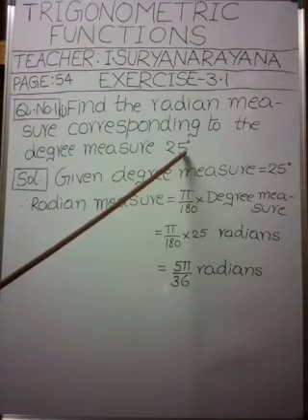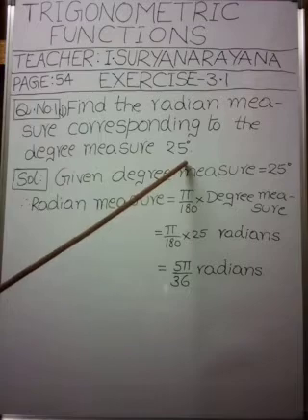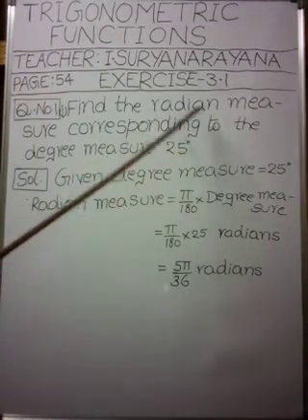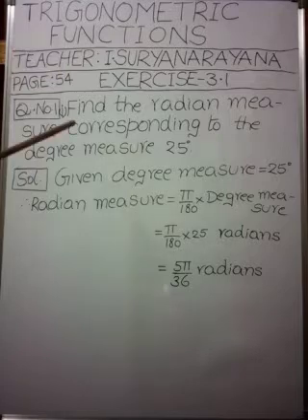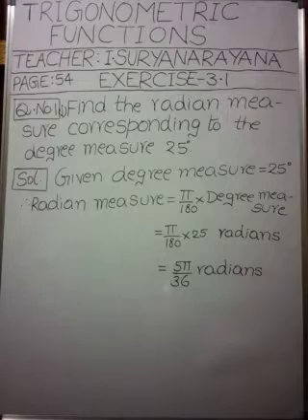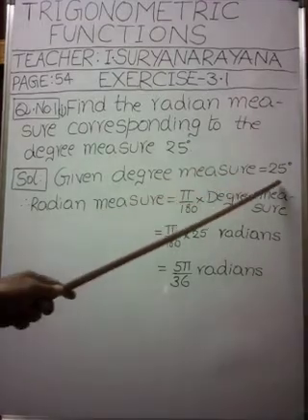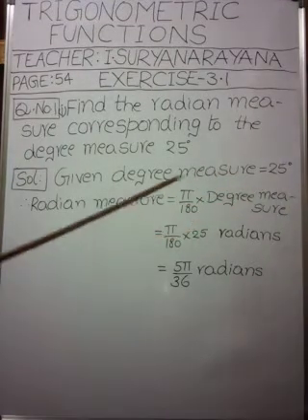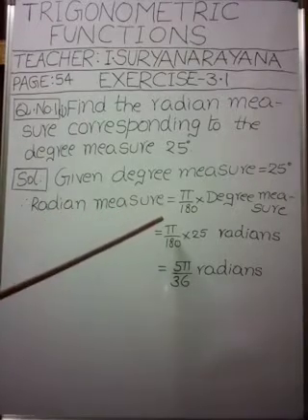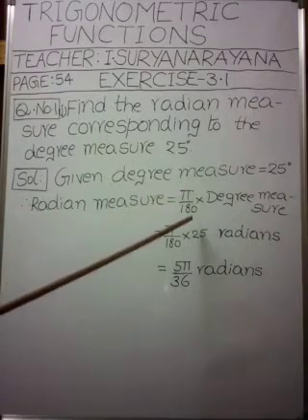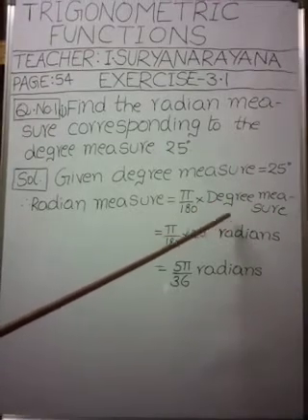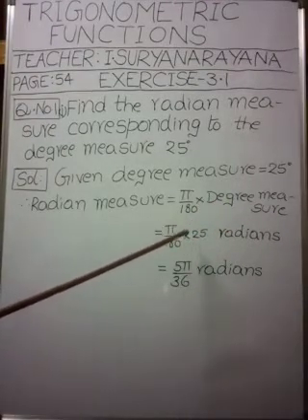An angle is given in degree measure. We have to convert this angle into radian measure. Yesterday we discussed the formula to convert an angle given in degree measure to radian measure. Okay, my children. Come to the solution part. Given degree measure of the angle is 25 degrees. Now come to the radian measure. What is the formula? Radian measure is equal to pi by 180 into degree measure. You have to remember this formula, my dear children. Yesterday also I told you.